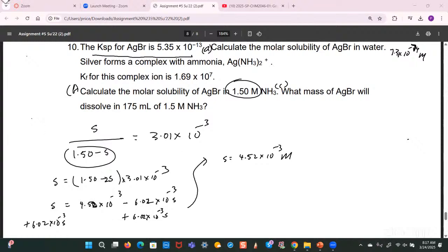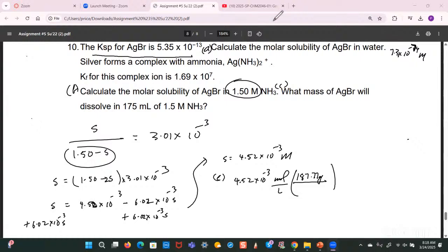Now the solubility we calculated was 4.52 times 10 to the minus 3 moles per liter. So this is the C part here. What we need to do is find the equivalent in grams per liter, which means that we have to multiply this by the molar mass. And I looked at the molar mass already, and it is 187.77 grams. In fact, let me check to make sure that is true, just to be on the safe side.